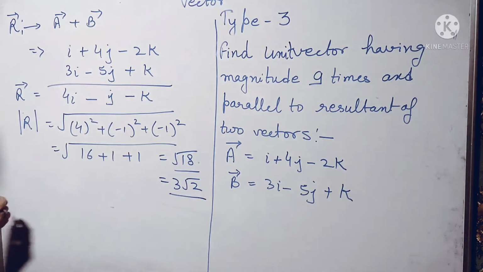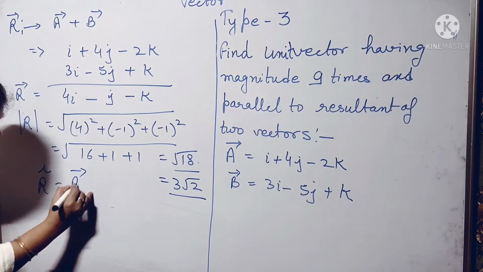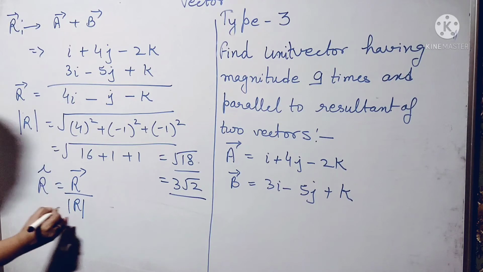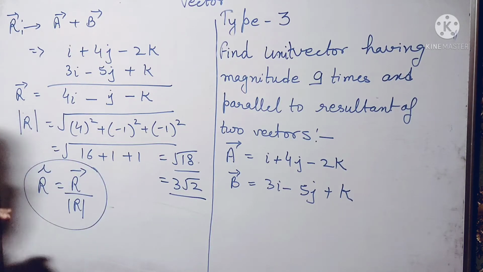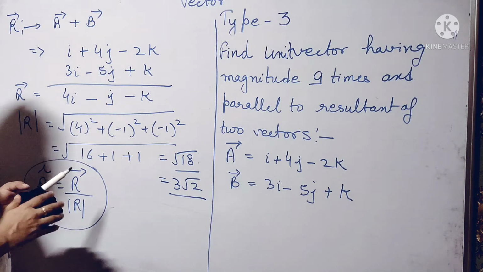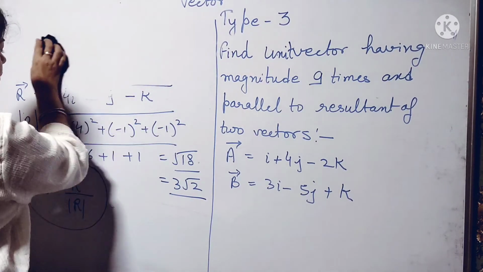Now, the formula for unit vector is vector r over mod of r. Clear? We know this is the formula for unit vector. Now listen attentively. See on the blackboard.